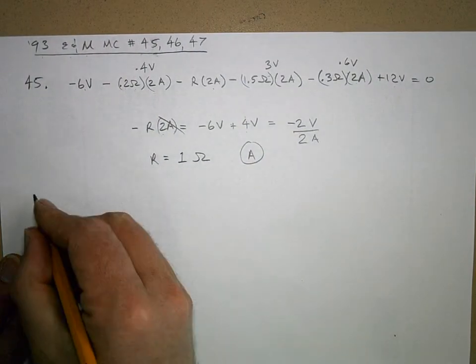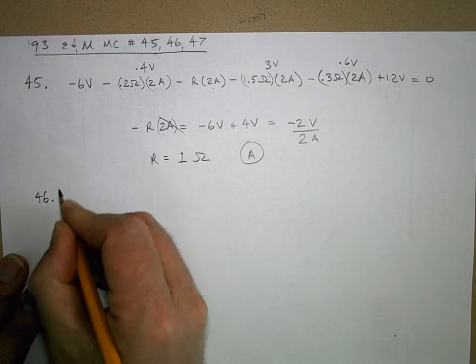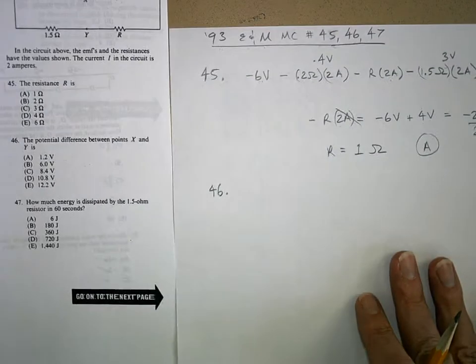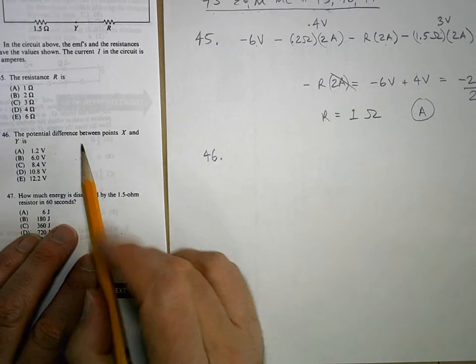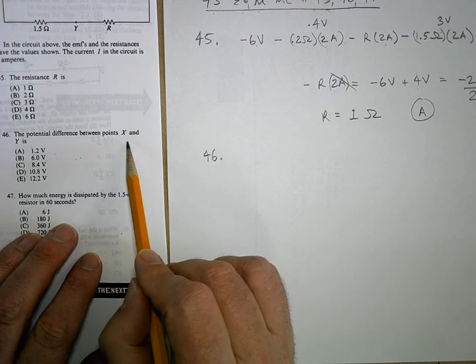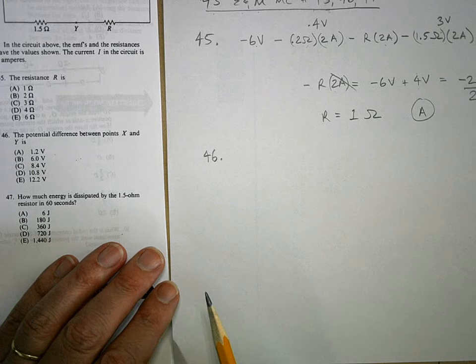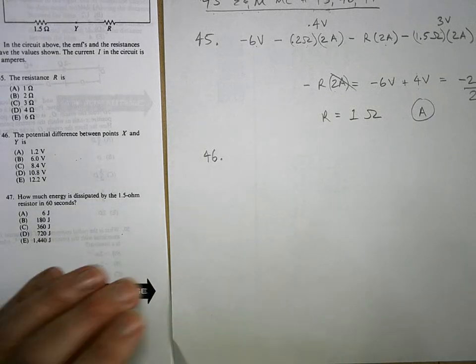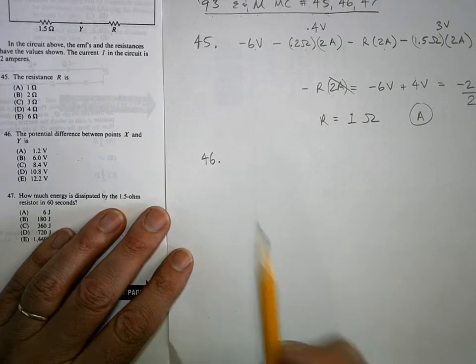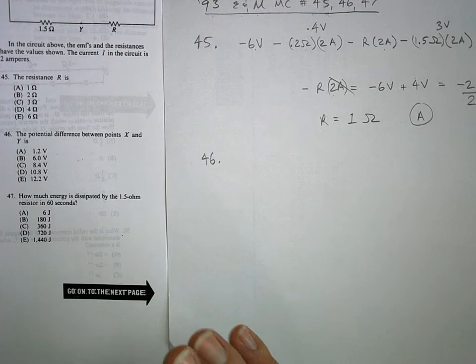Okay, so now let's do 46. And what does 46 say? It says the potential difference between points X and Y. So now I'm just going to go on a voltage walk between X and Y. And it doesn't matter which direction you go.